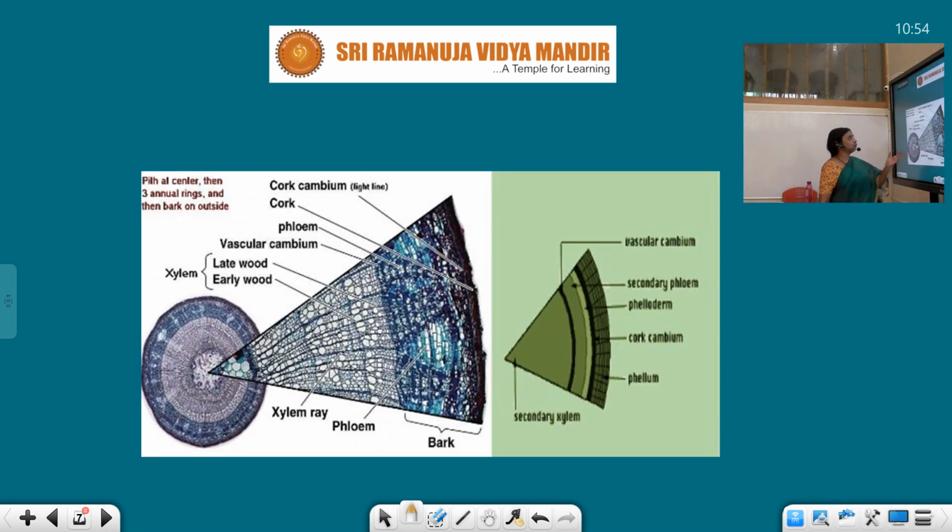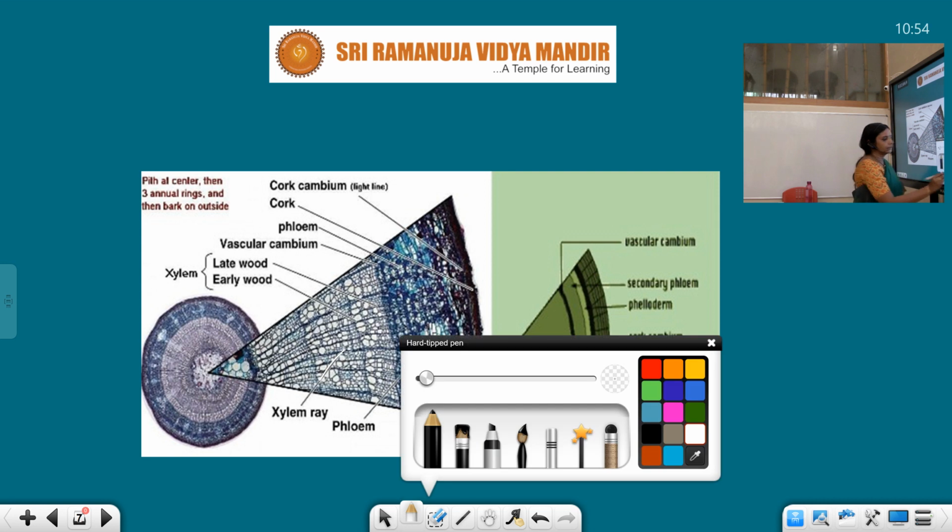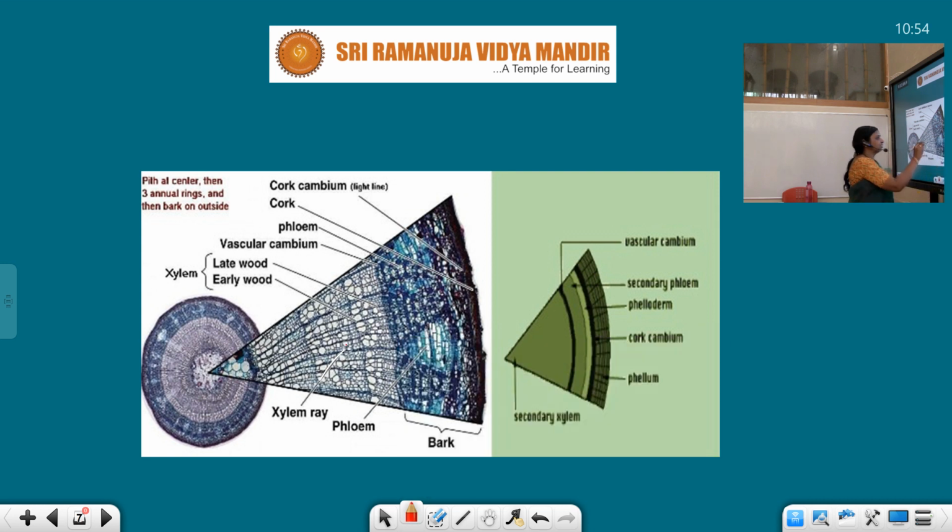So let's see in this structure also. Here we can see the secondary xylem. This is the xylem ray. In between the two vascular bundles, this xylem ray and a phloem ray are formed. And this is of course the bark part, which we have not discussed till now. Late wood, and this is all. So xylem rays and phloem rays are formed in between the bundles.